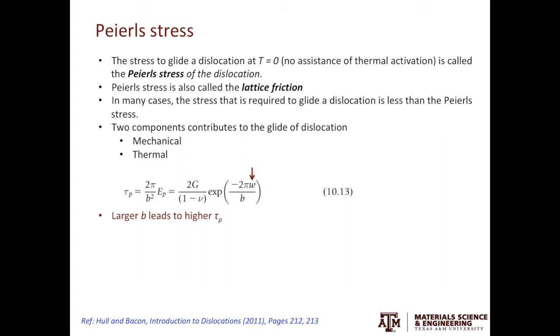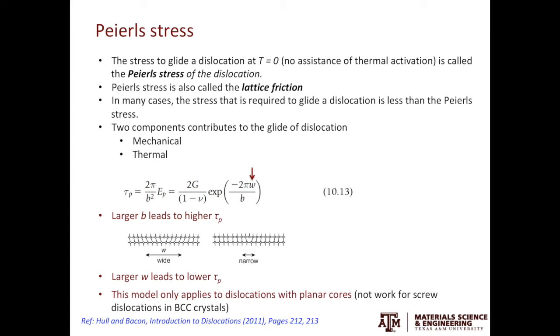Looking at w, w is the width of the dislocation core. There are two examples here. The example on the left shows a wide core, while the example on the right shows a narrow core. You can see in the wide core, the lattice distortion extends quite far away from the dislocation core. In contrast, in the narrow core, the lattice distortion is confined immediately next to the dislocation core. From the equation above, you can see a larger w will lead to a lower Peierls stress.